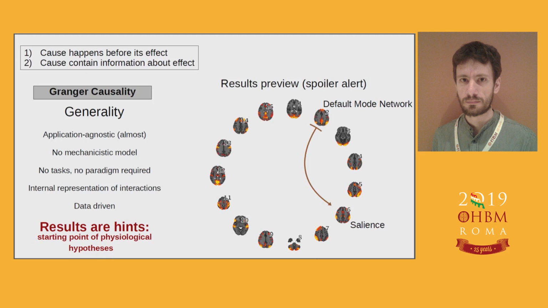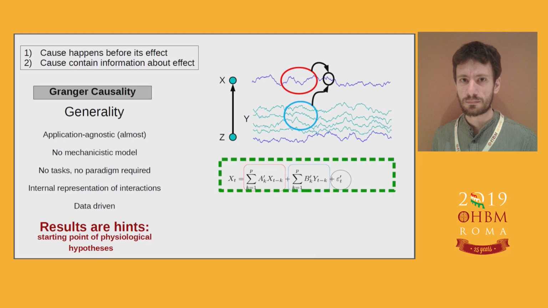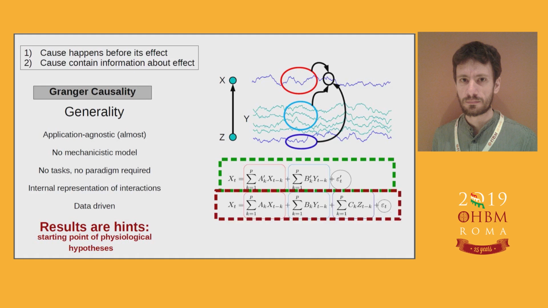We say that Z is causal on X if there is some information that should be evaluated with a model. We try to make the best prediction we can on X without Z, and this is called a restricted model. Then we take another model where we take into account information coming from Z. Then we check the residuals to see if the second model statistically better represents the future of X. If yes, then Z is causal on X. Granger causality is very general.